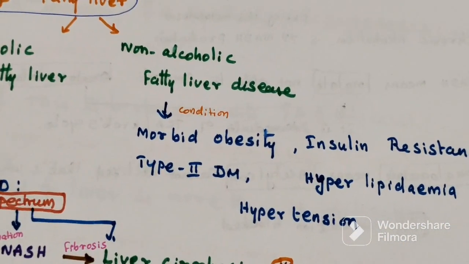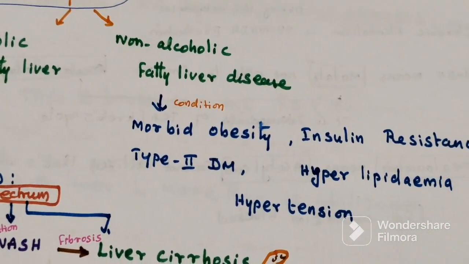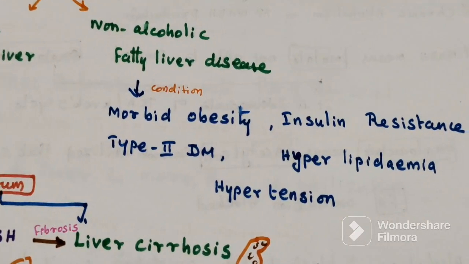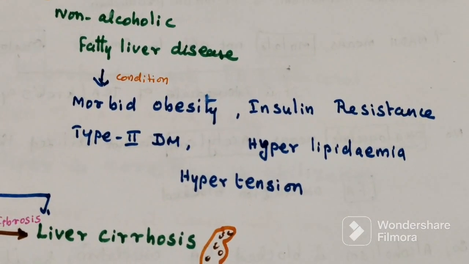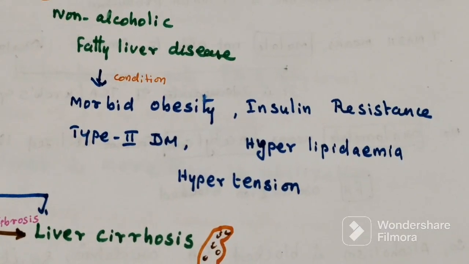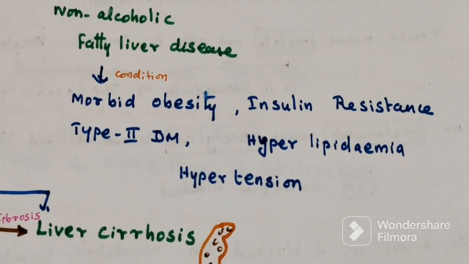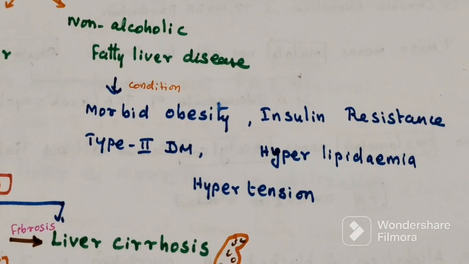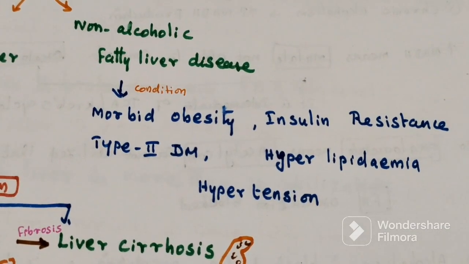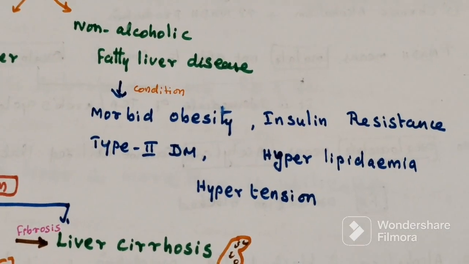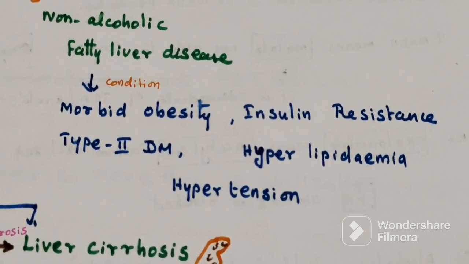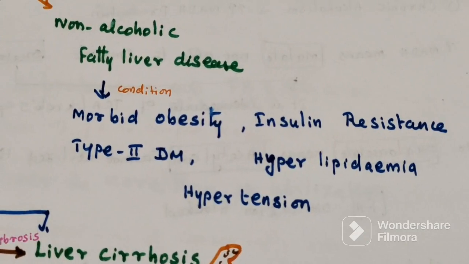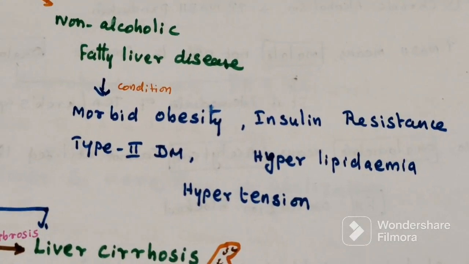Non-alcoholic fatty liver has various causes like morbid obesity, insulin resistant type 2 diabetes mellitus, hyperlipidemia and hypertension. These are the conditions that cause non-alcoholic fatty liver disease. So what are the conditions? Morbid obesity, insulin resistant type 2 diabetes mellitus, hyperlipidemia and hypertension.